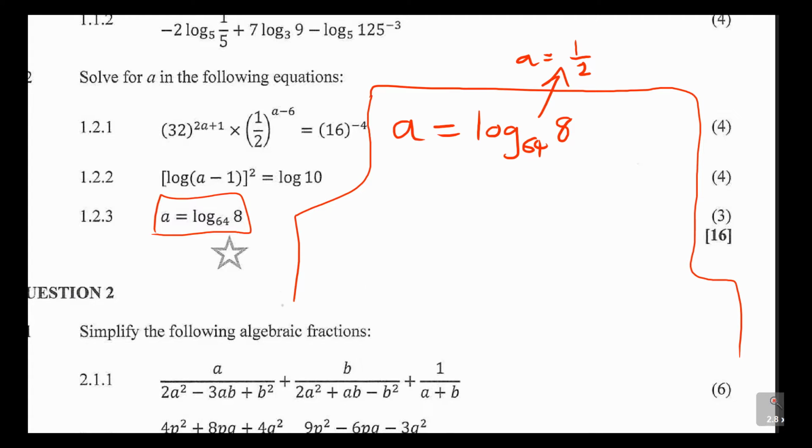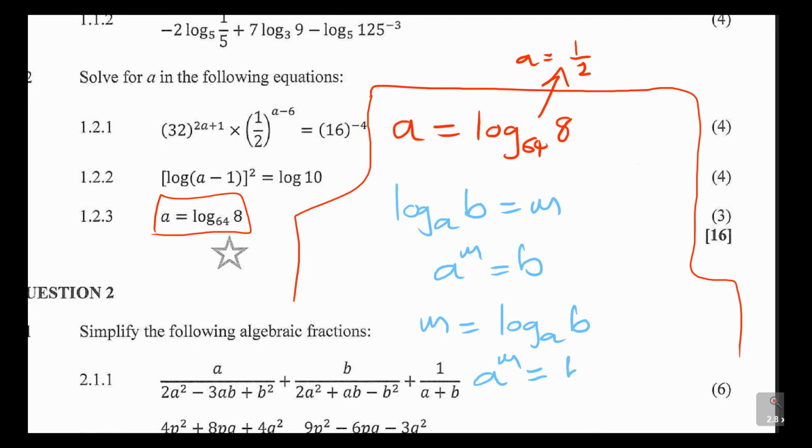There is a rule. Let me use a different marker. There is a rule which says if I'm given log base A, converting this to exponents, is equal to m. You take A to the power m is equal to b. Now if I write it the other way around, m is equal to log in base A of b. So it will be A to the power of m is equal to b. See, this is similar to this version.